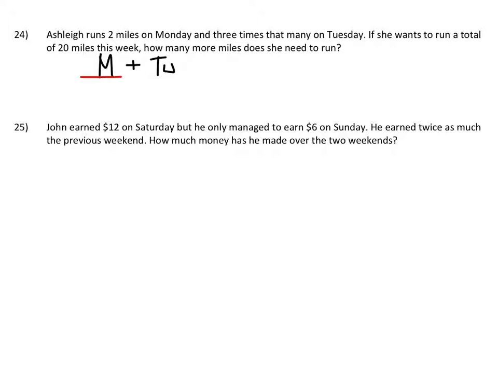So we'll figure out how much she needs to run for the rest of the week. Monday, she ran 2 miles. Tuesday was 3 times that, so we can write it as 3 times 2, which gives us 6, right? So a total for Monday and Tuesday is 2 plus 6. So far she's run 8 miles.